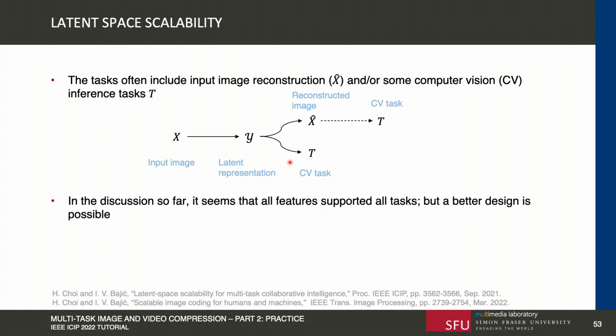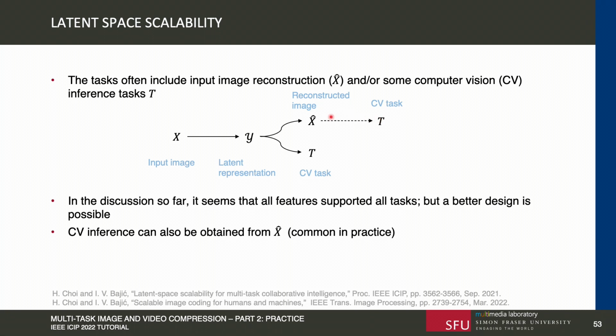And the first thing to note is that if this input image is reconstructed sufficiently well, then we can perform the computer vision task based on this reconstructed image. In fact, this is very common in practice. Computer vision is built upon reconstructed images rather than raw images. So, for example, image classification models are trained and tested on JPEG images, not raw images. So this is quite common in practice.